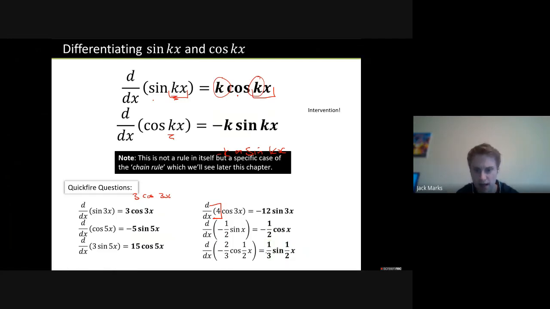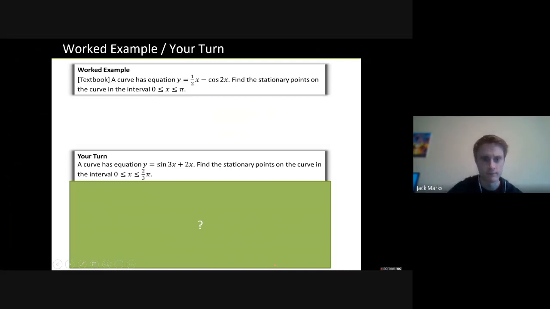Okay, careful with fractions. So here, the minus 2/3 gets multiplied by a half, so 2 over 6 becomes a third. There's also a sign change from minus cos to sine. And what are the implications? Well, it lets you solve questions like this on the board.